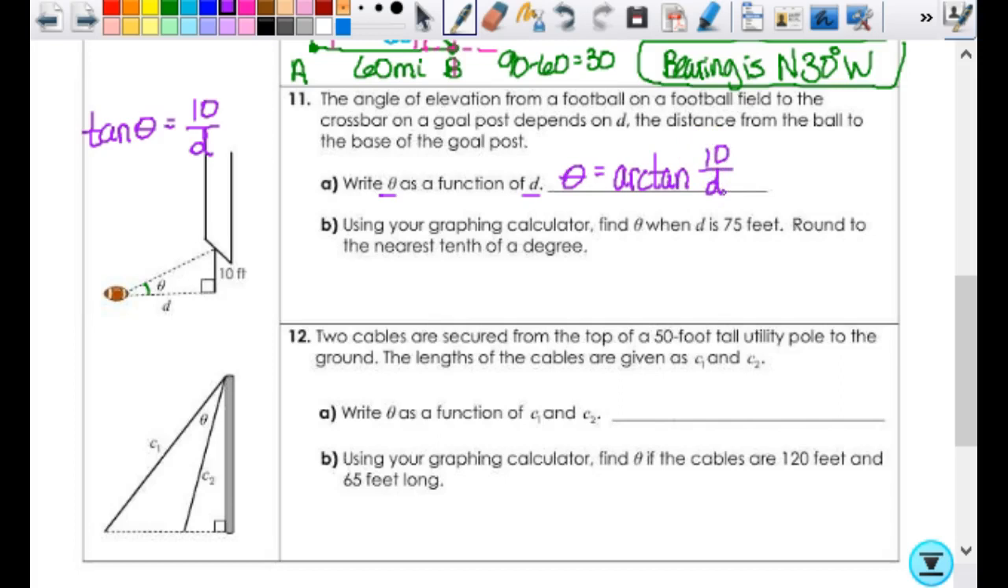The B part says using your graphing calculator, it doesn't even have to be a graphing calculator, find theta when D is 75 feet, round to the nearest tenth. Well, you can substitute in 75 and solve. I'm not worried about that. Let's punch buttons on the calculator. But you have to get to this point. Like you have to set it up and have a function before you have an answer.